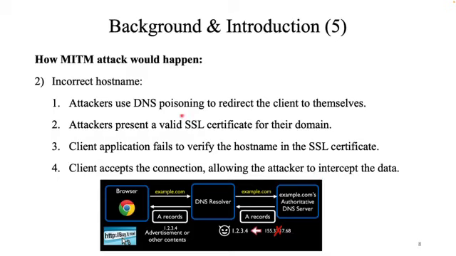Let's see the details. So first, attackers use DNS poisoning to redirect the client's traffic, and then the attackers present a valid SSL certificate, and the client fails to verify the hostname, and it will trust the valid certificate provided by the attackers. Therefore, the client accepts the connection, allowing the attacker to intercept the data and also do the encryption and decryption.